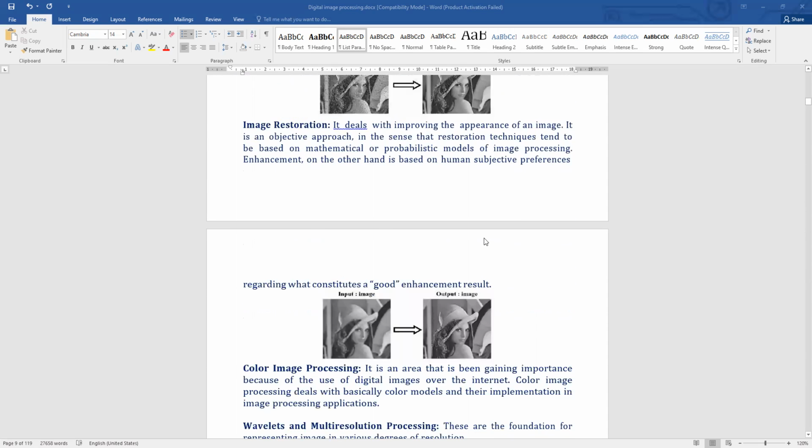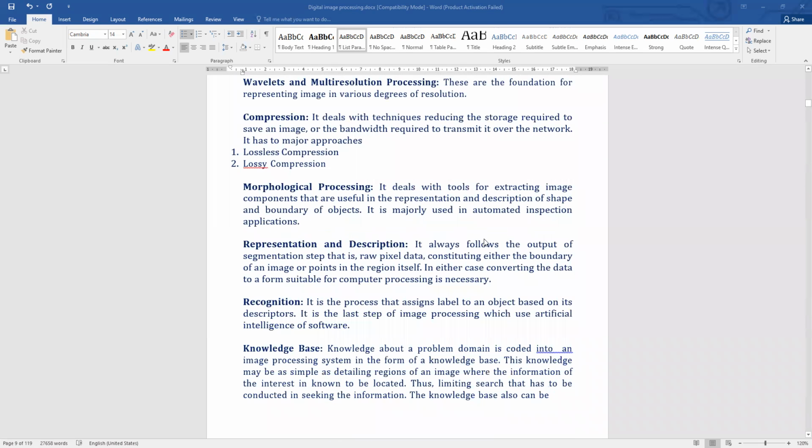क्या होता है morphological? So morphological deals with the tools for extracting components from an image. वो tools जिसकी image से हम image को extract करते हैं component में से, that represent description of shape, boundary of objects. It's mainly used in automated inspection applications के लिए. Fine. तो हम उस चीज के लिए use करते हैं.